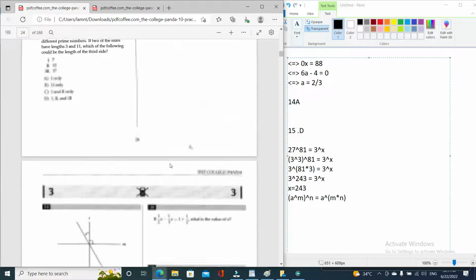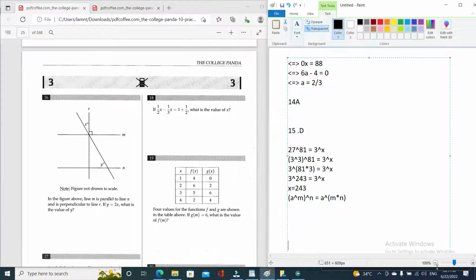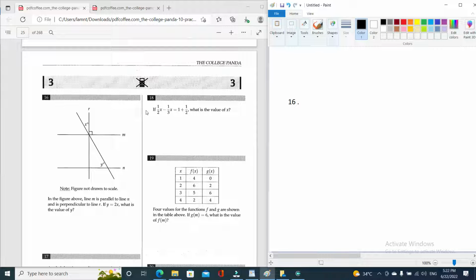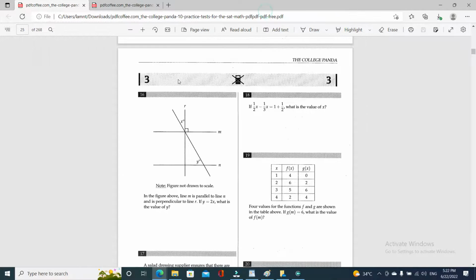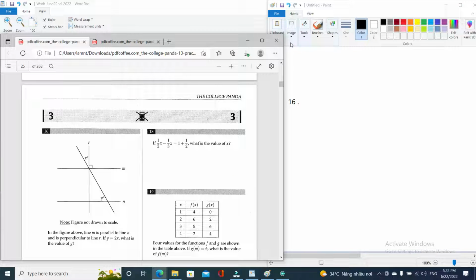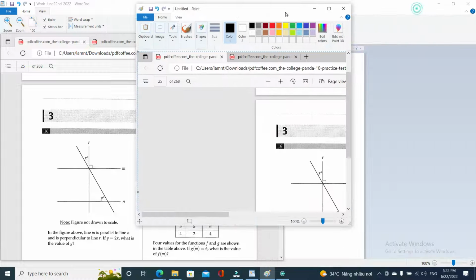Okay, all right. Number 16. I think I'm going to copy this image in. Control V here. Okay, so number 16 here.